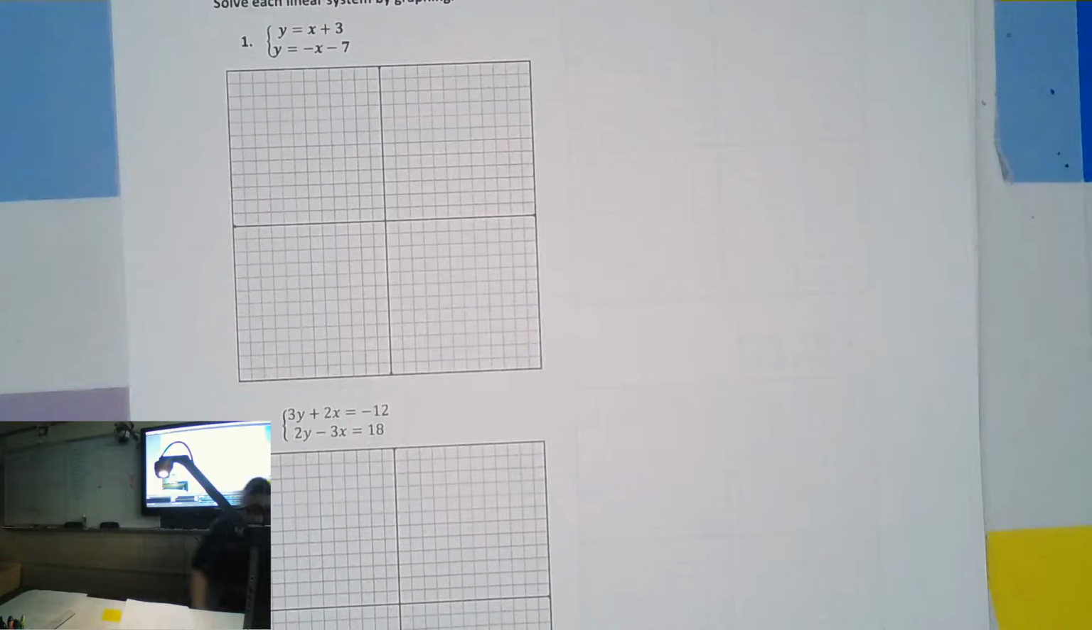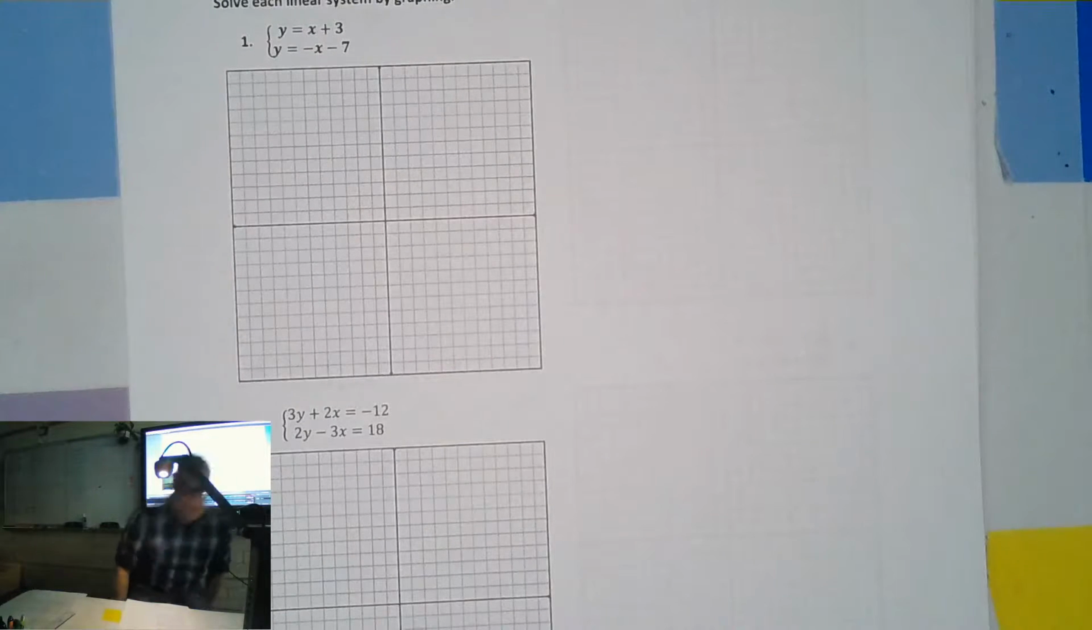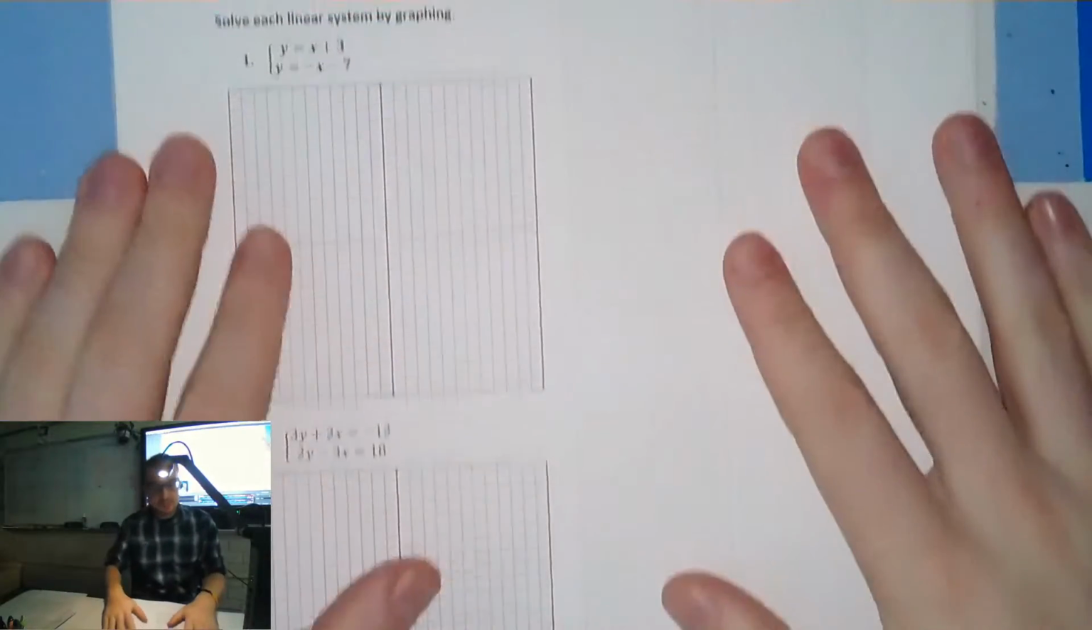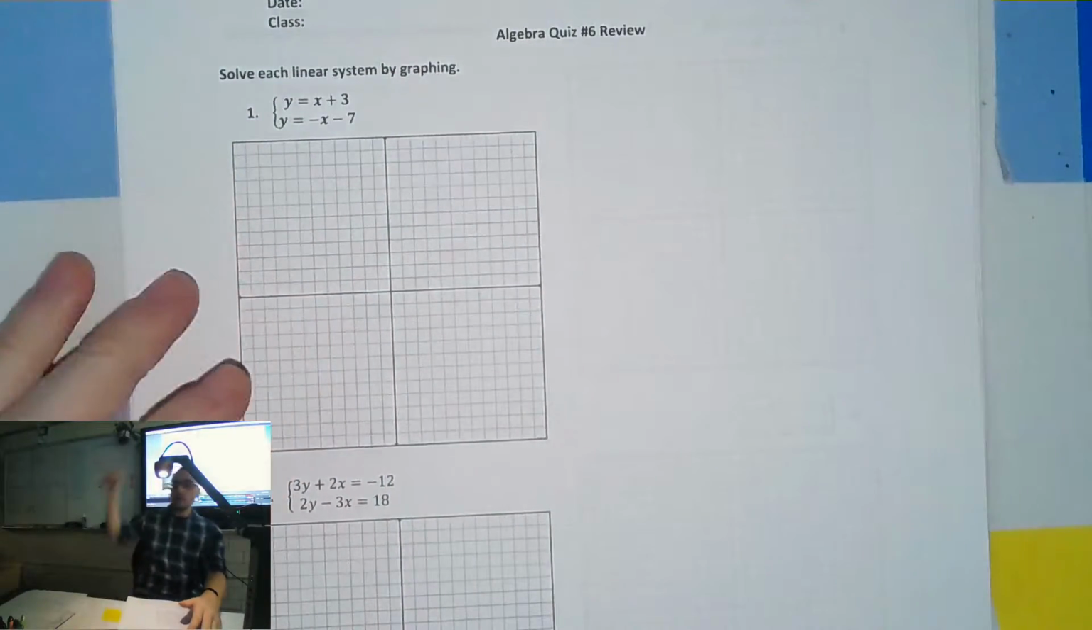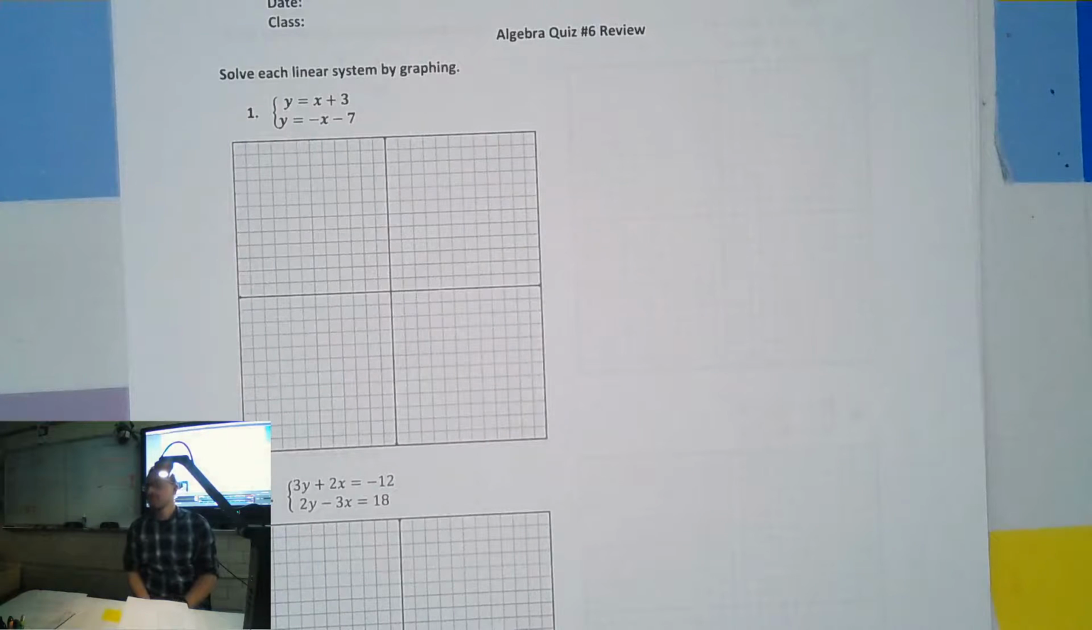So here it is. Our review for quiz number 6. So the first one we have to solve by graphing.